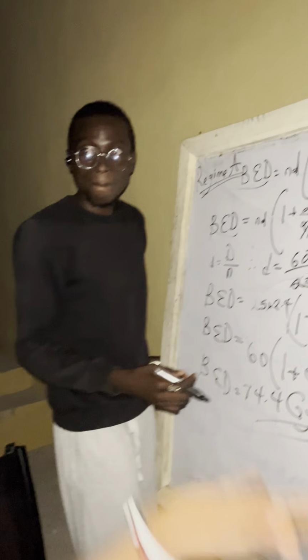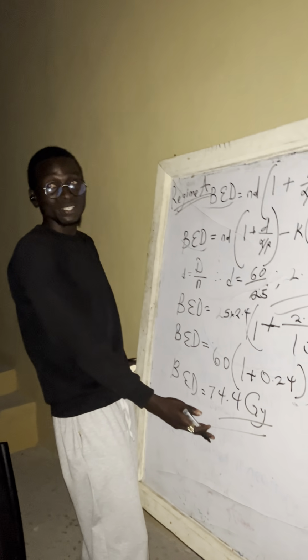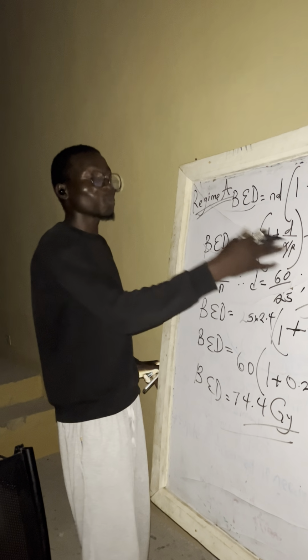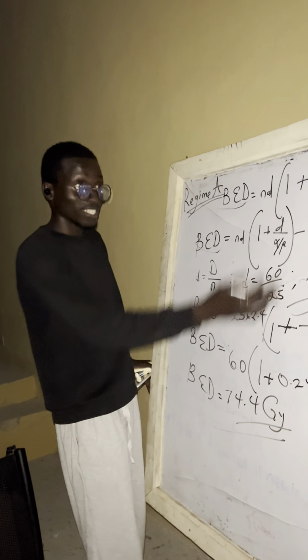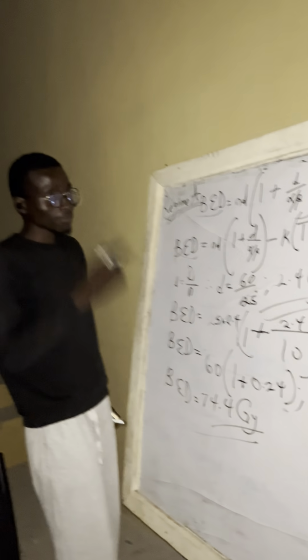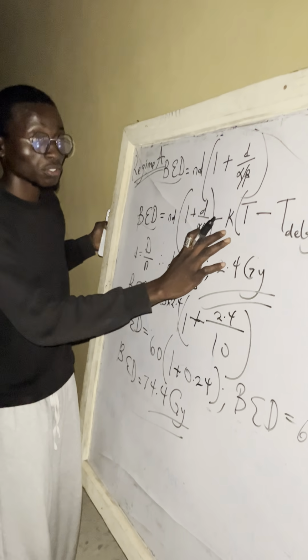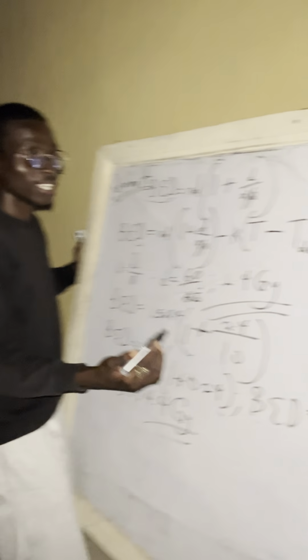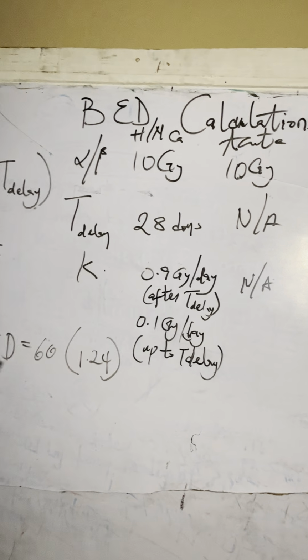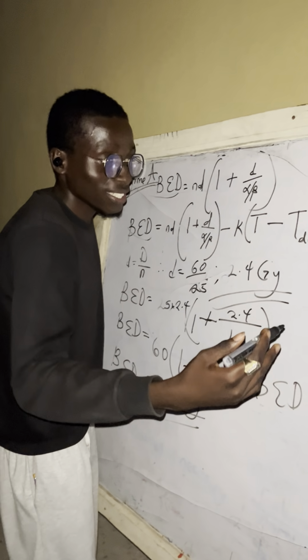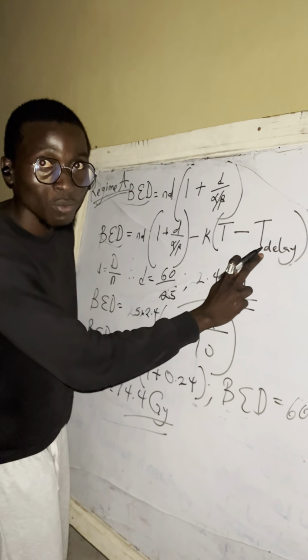Now, before the BED with time. So this is BED with time. Without time, this is for the time, right? So now we have to calculate our tumor repopulation, and it is actually given here, and that is 0.9, because this is the post date after the kickoff, which is the T delay.